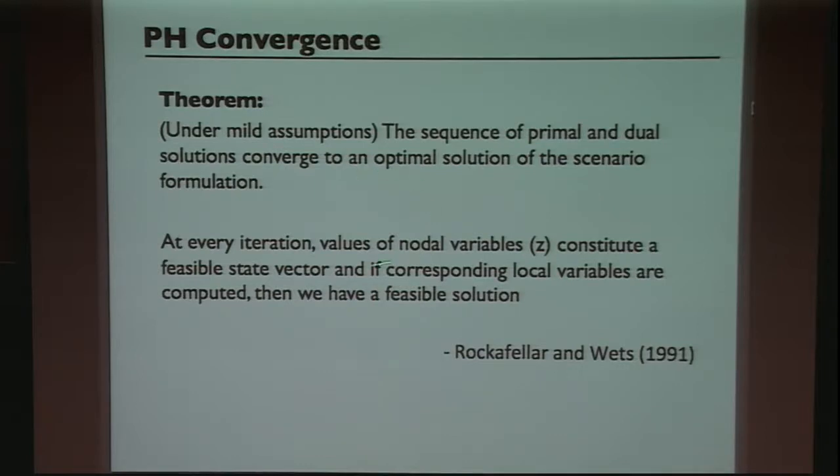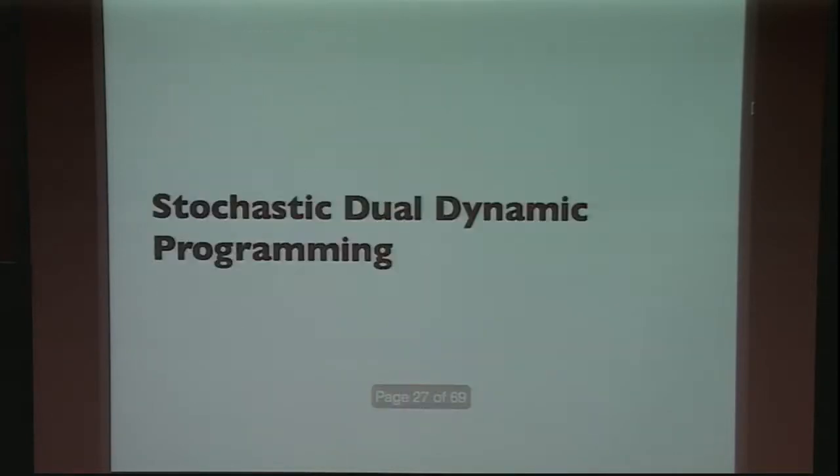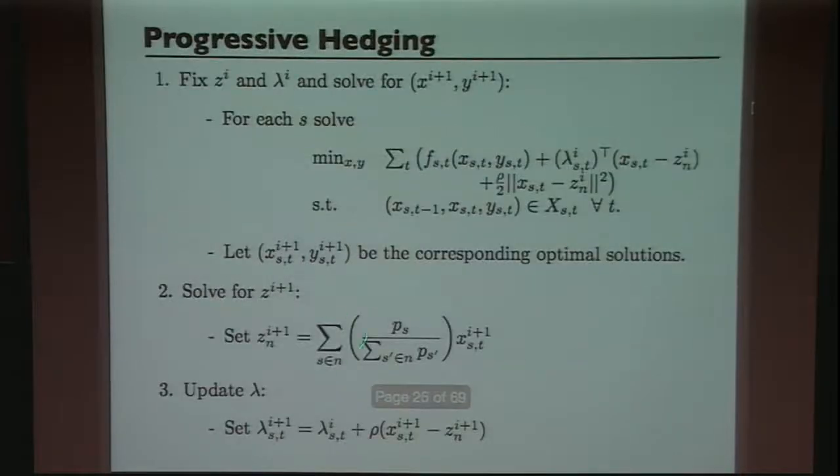But here, both primal and dual, meaning x, y, z, and lambda, they all converge to the corresponding optimal. Furthermore, here's another nice thing. At every iteration, the values of these nodal variables are a feasible solution. Okay, it's a feasible solution. Why is it feasible? Can someone tell me? How do I know that this is a feasible solution to the original problem? Remember, I dropped constraints, right? But this gives me a feasible solution.